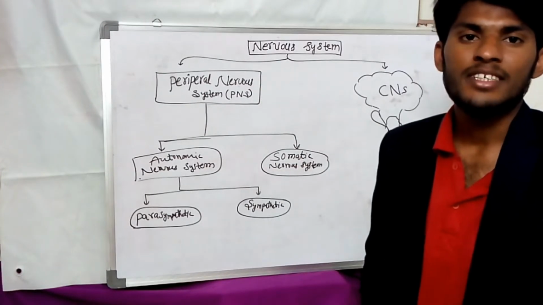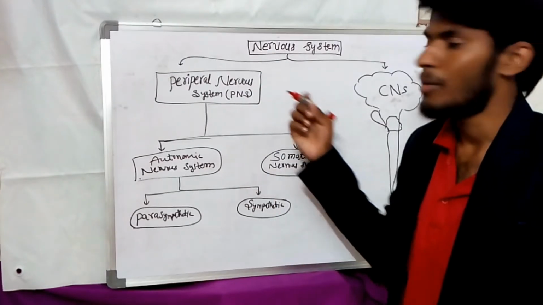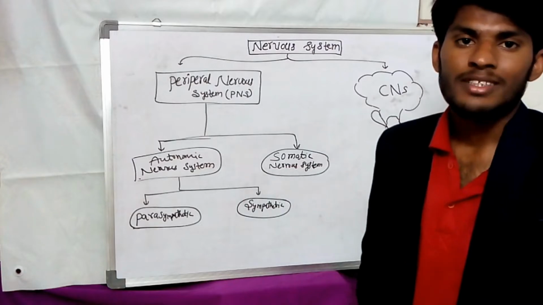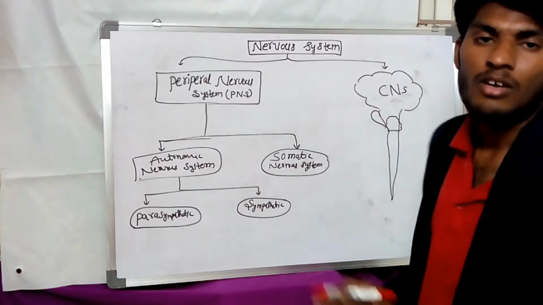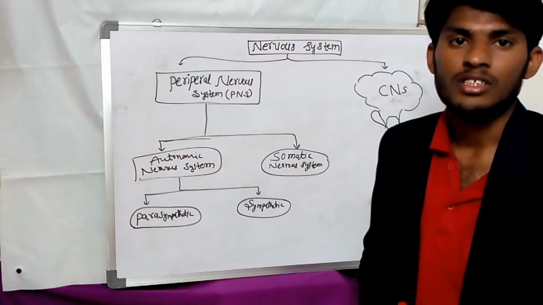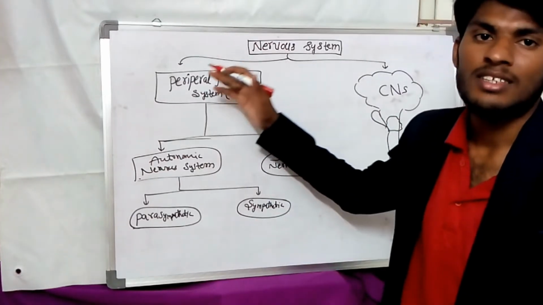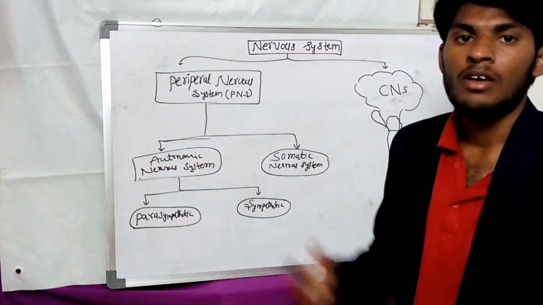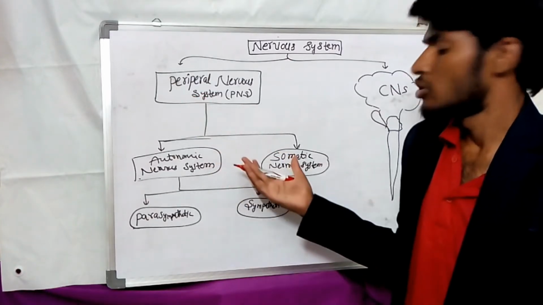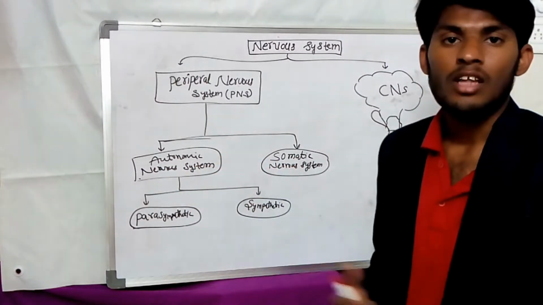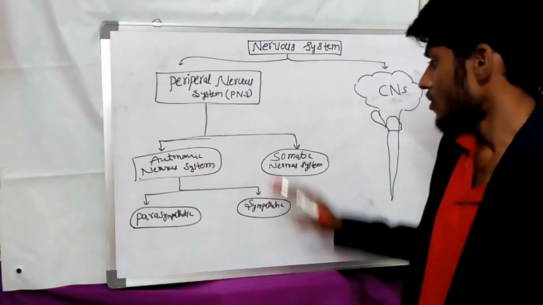The nervous system is majorly divided into the central nervous system and the peripheral nervous system. The nervous system present in the brain and the spinal cord we can consider as the central nervous system, whereas the remaining parts we can consider as the peripheral nervous system. The peripheral nervous system is majorly divided into two types: the somatic nervous system and the autonomic nervous system.